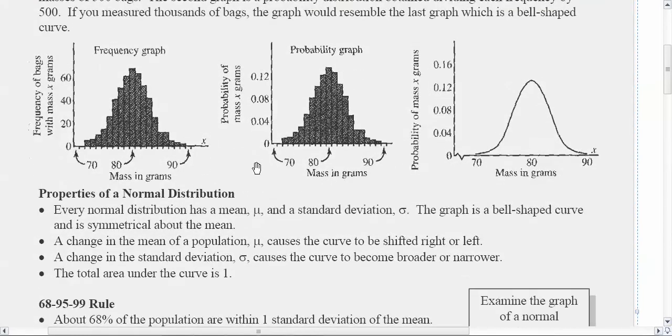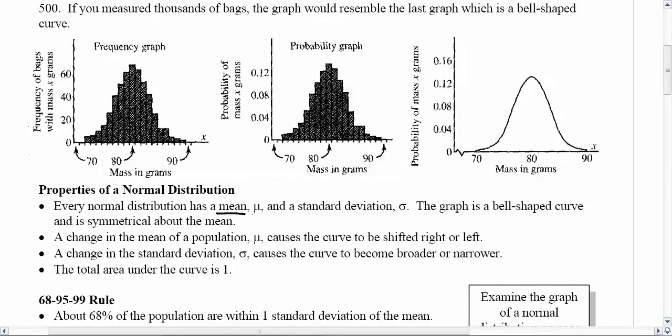Now every normal distribution has a mean. Okay? The mean is just the average value. So that would be the x value. In this case, the mean is 80. It's just the middle point. And it has a standard deviation.